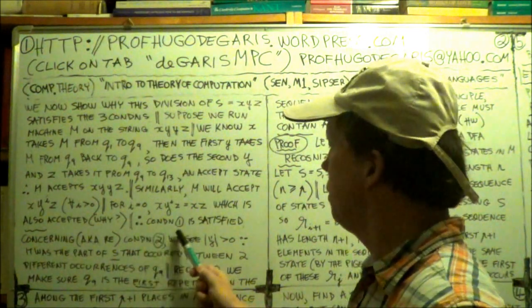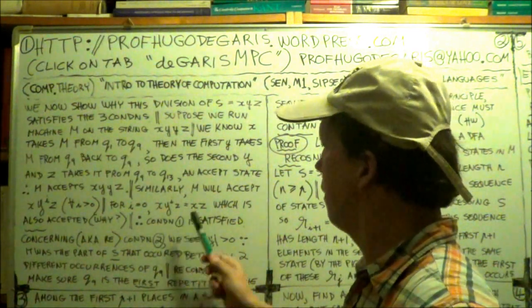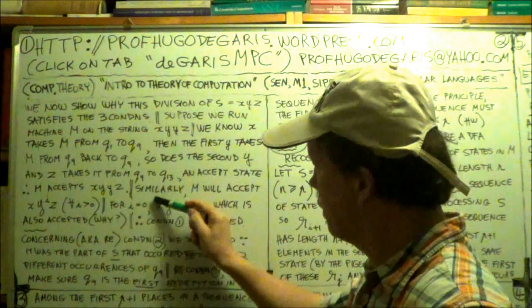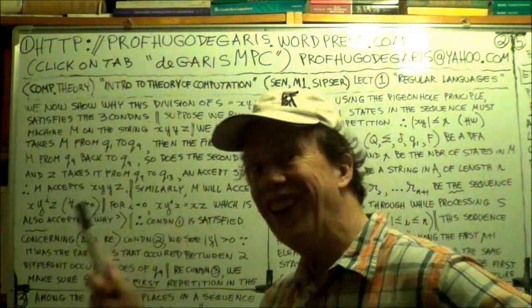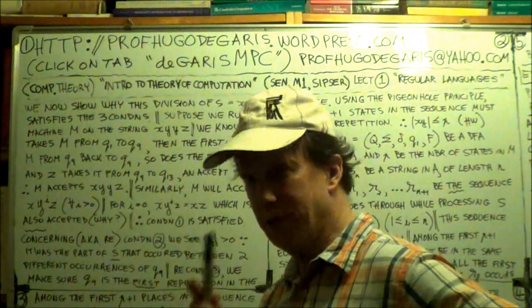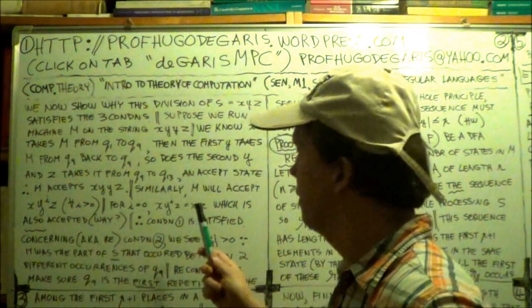All right. So condition 1 is satisfied, and what was that? That this string here, for I non-negative, in other words greater than or equal to 0, integers of course, is in the language.